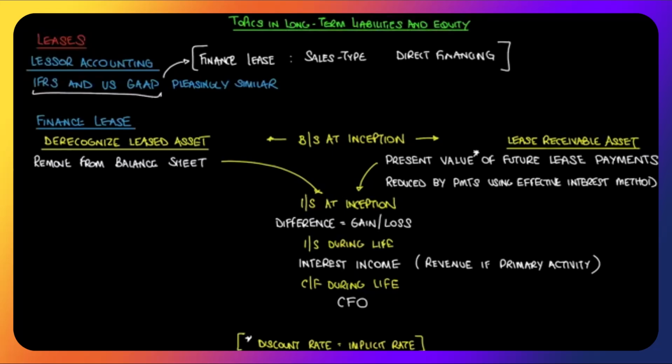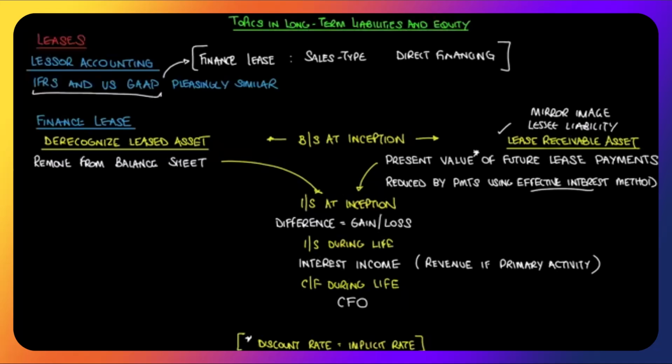So let's take a look first of all at how IFRS and US GAAP would treat a finance lease. At inception, first thing to say, we bring in a lease receivable asset at the PV of all future lease payments, which we then reduce by the payments we receive and account for using the effective interest method. This is just the mirror image of the lessee liability. And you'll see that when we go back and revisit Proton.